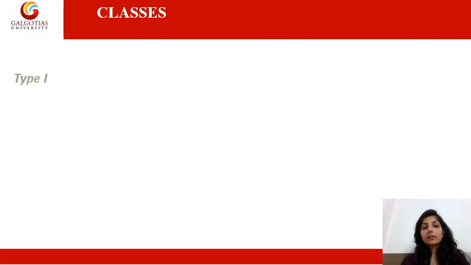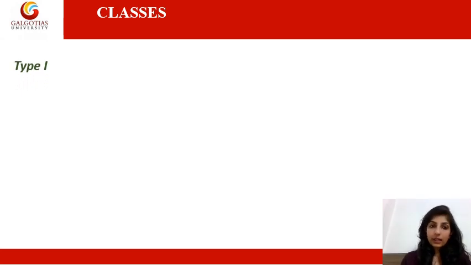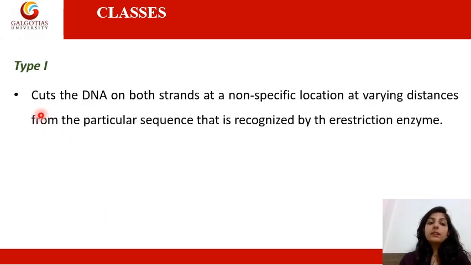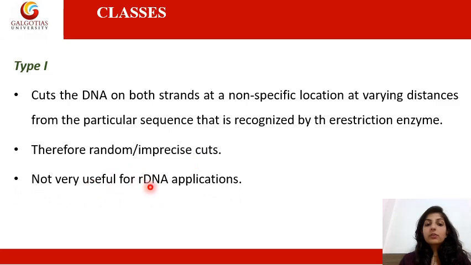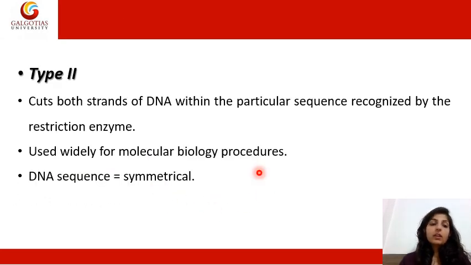Now the various classes. These are basically divided into two classes. Type 1 cuts the DNA on both strands at a non-specific location at varying distances from the particular sequence that is recognized by the restriction enzyme. Therefore, random or imprecise cuts, not very useful for rDNA applications. Type 2 cuts both strands of DNA within the particular sequence which is recognized by the restriction enzyme, used widely for molecular biology procedures, that is, the DNA sequence is symmetrical.